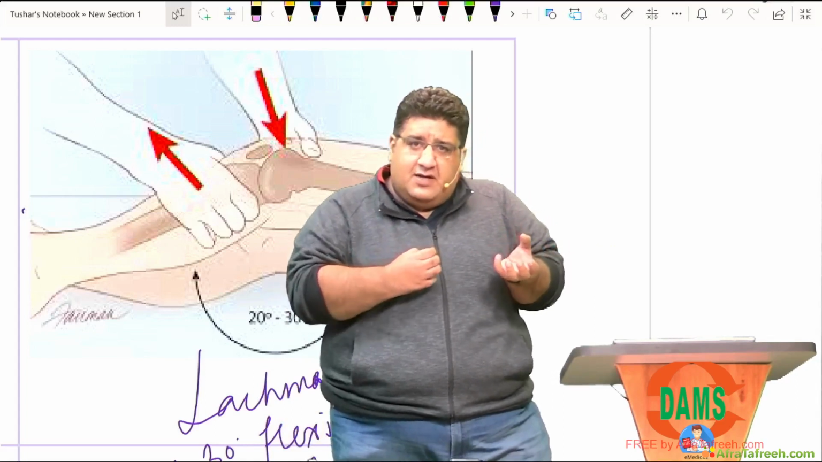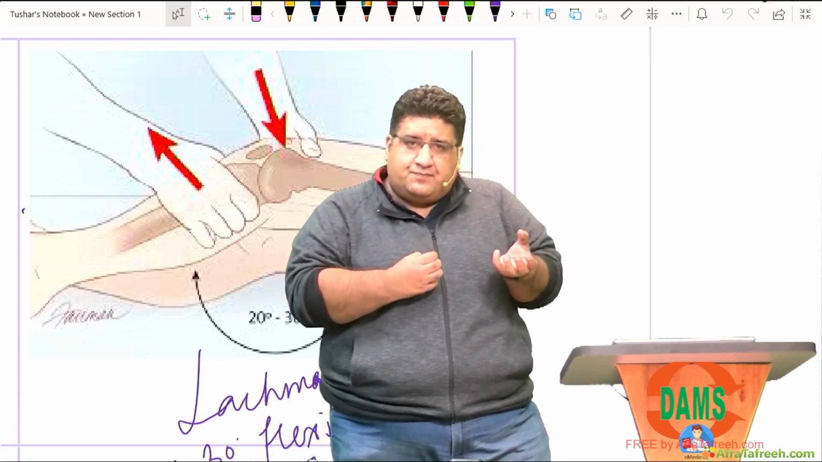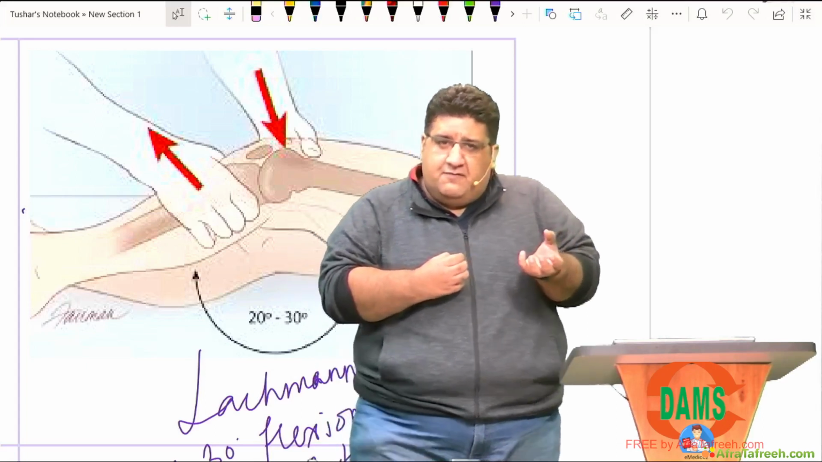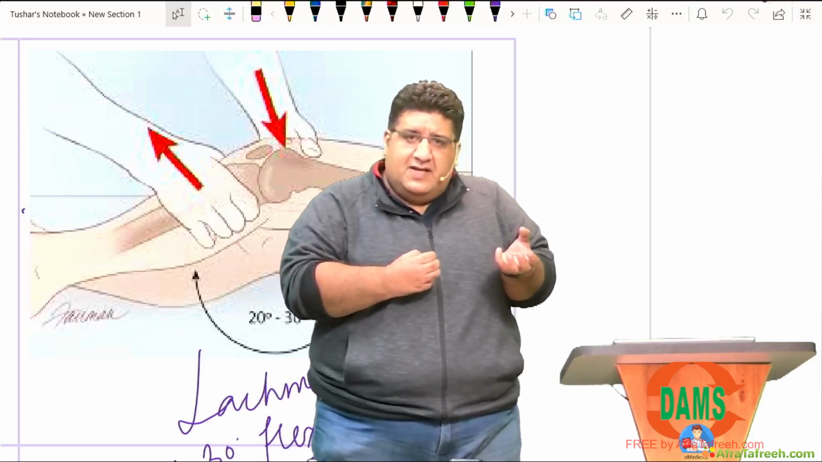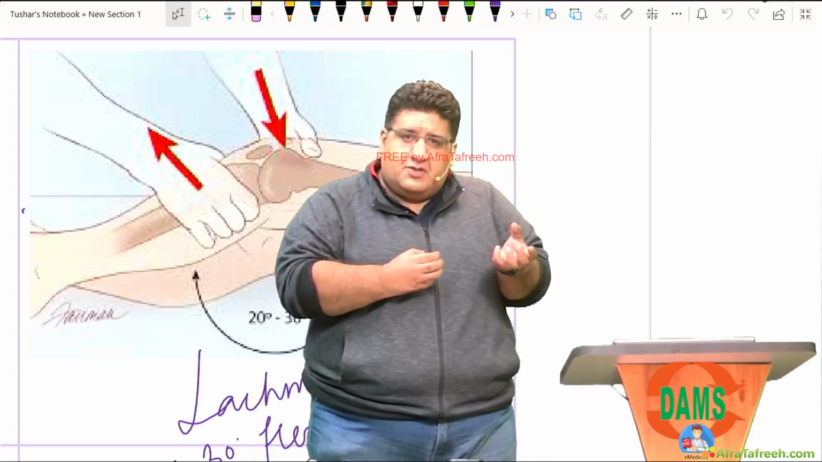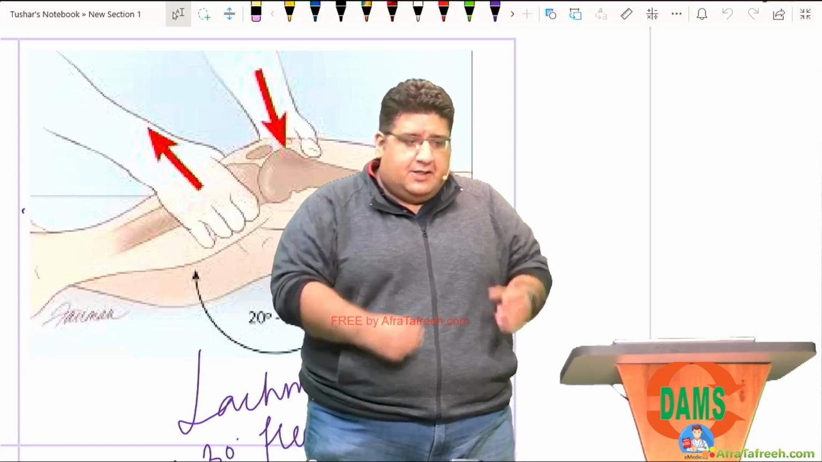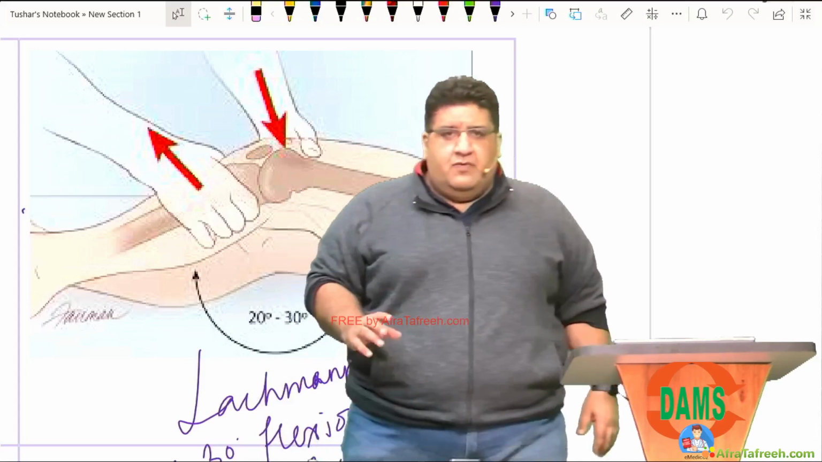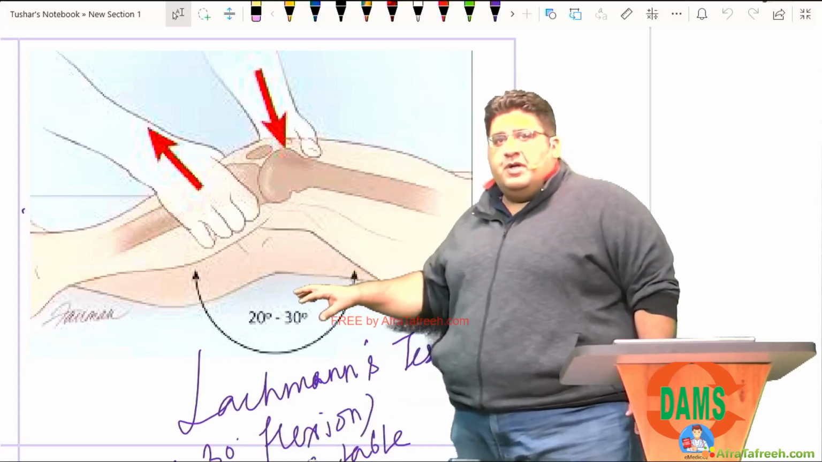Flex the knee by 30 degrees. Can you see that? Flex the knee by 30 degrees. So the left hand is holding the distal thigh, the right hand is holding the proximal leg. Let's flex the knee by 30 degrees. Only 30 degrees. Now we will discuss a very important point here.